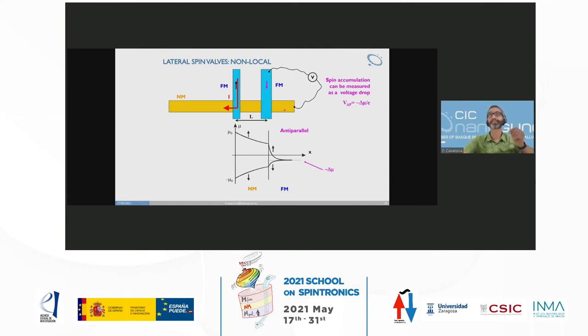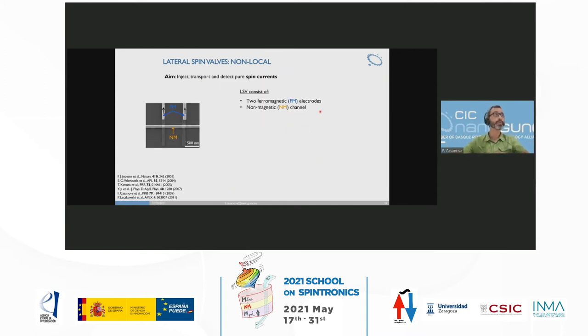So we will be detecting only spin currents, okay? As a practical example of how it's done, here is a real device with two ferromagnets and a normal metal here. Again, we put charge current here, so we are injecting spins at the interface.